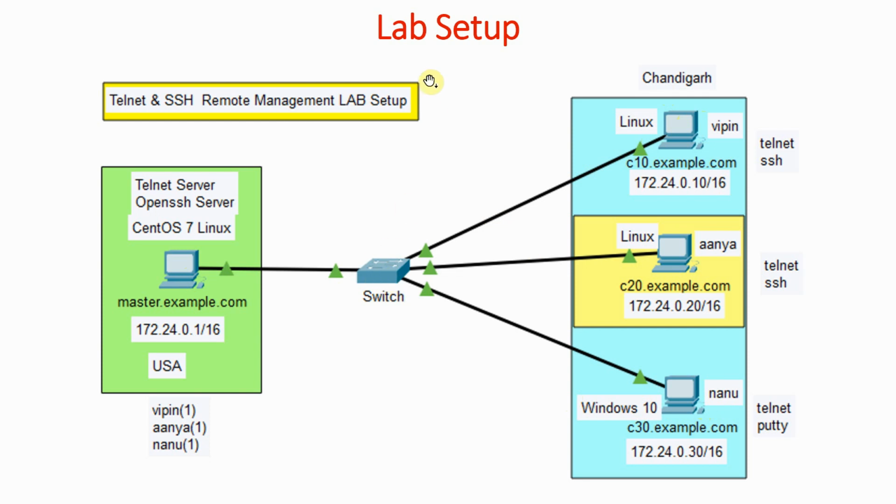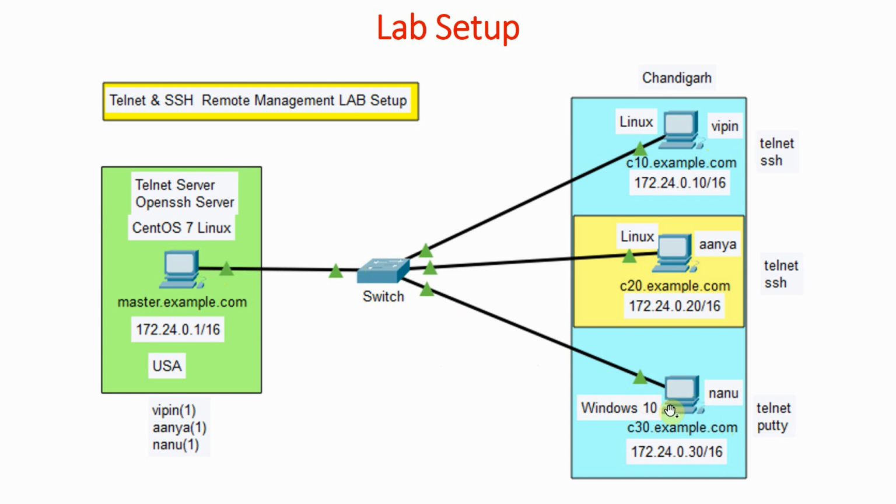Suppose we have another system, suppose C40, and on that system we have installed some packet sniffer software like Wireshark or Cain and Abel. Then what will happen? That software will be able to capture all the traffic. That means it will be able to capture the username and password of VPN or root. That is why Telnet by default does not allow accessing it by using the root user. So that is one inbuilt security mechanism.